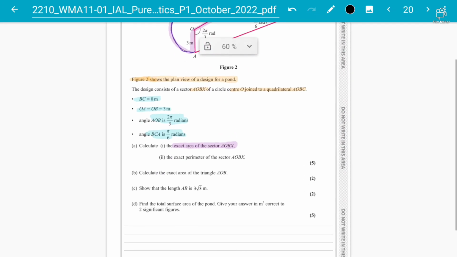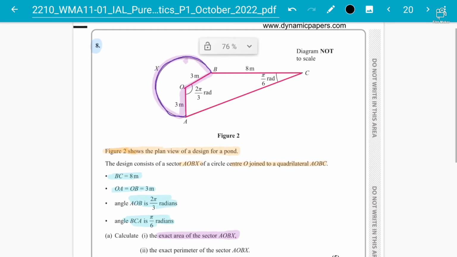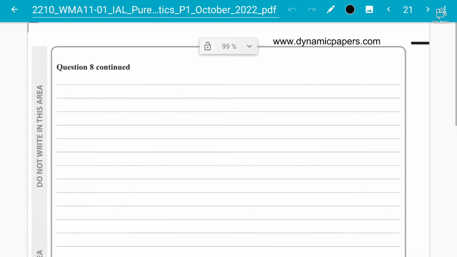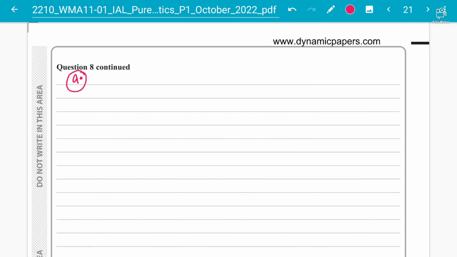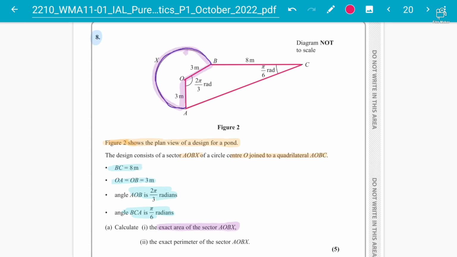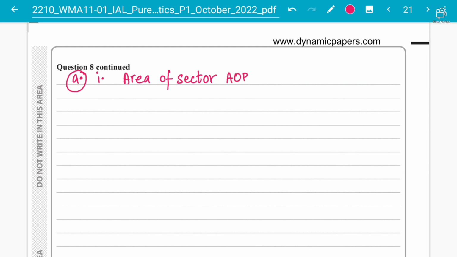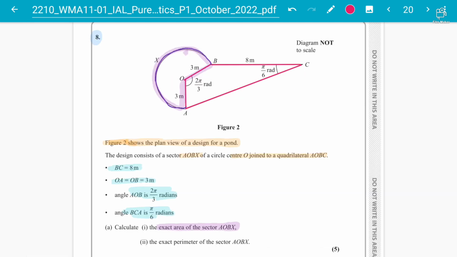First thing, part A we are going to solve, or let's just use the other page to get the answer done. I'm zooming in, students, for you guys. So here we go. Part A, part 1, that is going to be basically the area of sector AOBX. So first, what is the area of the sector formula? It's basically half r squared theta, where r is the radius and theta is the angle.